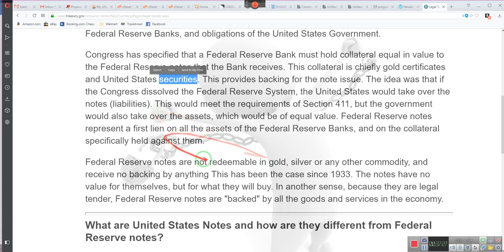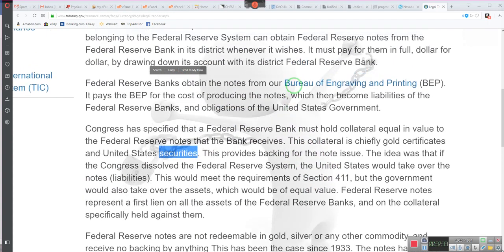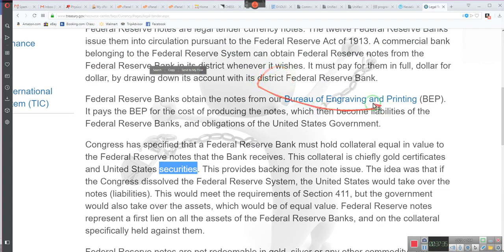So the United States is trying to say they protected themselves. Okay? But look at our government obligations. They fall under the exact same thing, but this is where we tell you the Federal Reserve banks obtain the notes from the Bureau of Engraving and Printing. They don't print the notes.